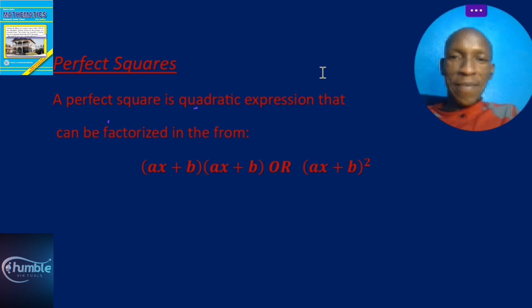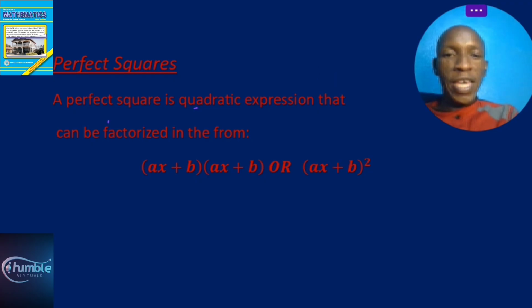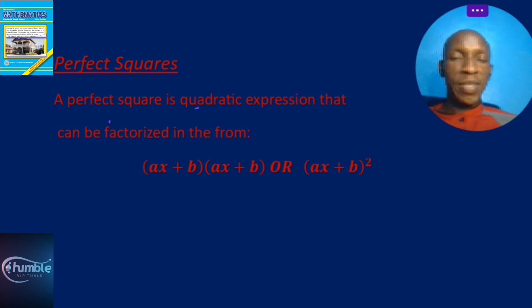What is a perfect square? A perfect square is a quadratic expression that can be factorized in the form (ax plus b) into (ax plus b), or (ax plus b) squared. That is what we mean by a perfect square. In simple words, these are quadratic expressions that you can express into two brackets with identical elements.